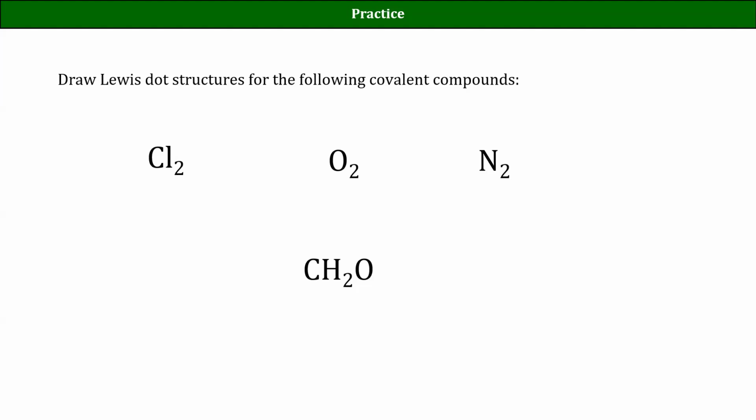What about oxygen? Each one has 6 electrons, which means we have a total of 12 electrons to work with, right? So, 10 electrons left.